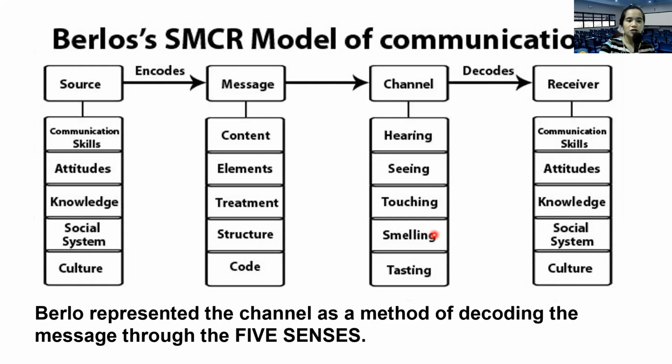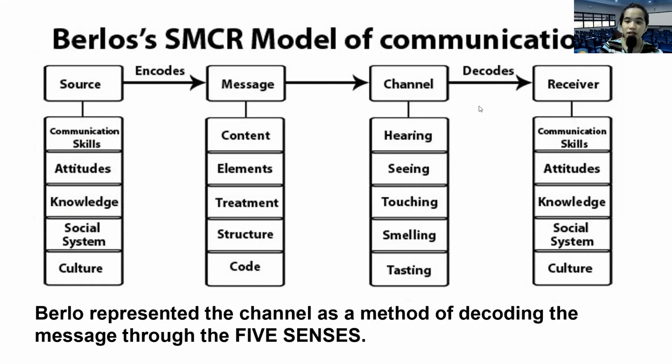Okay, so you have there the source. Berlo has 5 components. So here's the source components. We have the communication skills, attitude, knowledge, social system, culture, and of course the message. You have content, elements, treatment, structure, code, and channel. Of course, it uses 5 senses.